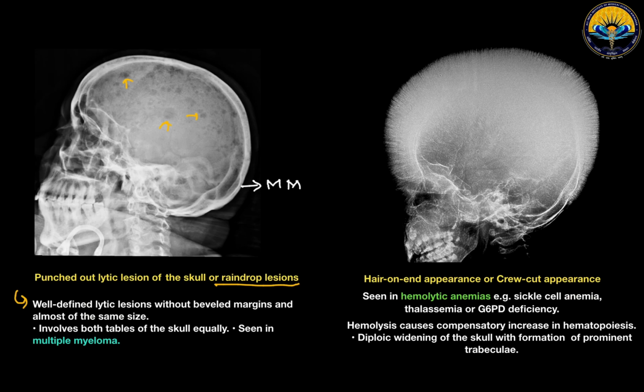Now look over here. We have the hair on end appearance, which can also be called crew cut appearance. It is generally seen in hemolytic anemias. Hemolysis causes a compensatory increase in hematopoiesis, so there is diploic widening of the skull with formation of prominent trabeculae. So it is seen in hemolytic anemias. Examples are sickle cell anemia, thalassemia or G6PD deficiency.